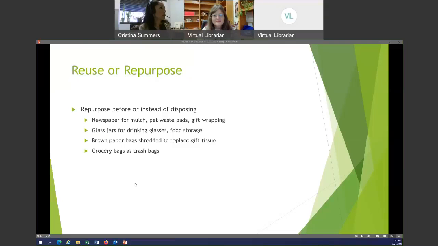Let's reuse or repurpose. Okay, let's see here, some more examples. Newspaper: if you get that, you can use it for many things after you're done reading the paper instead of just tossing it in the trash, right? Of course, if you have a compost bin, you could put it in there. Mulch, I use it for my dogs, so they can do their business on. Gift wrapping, right?